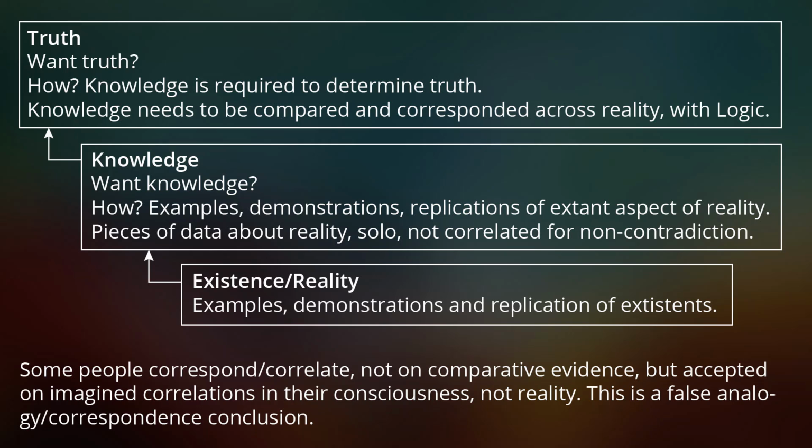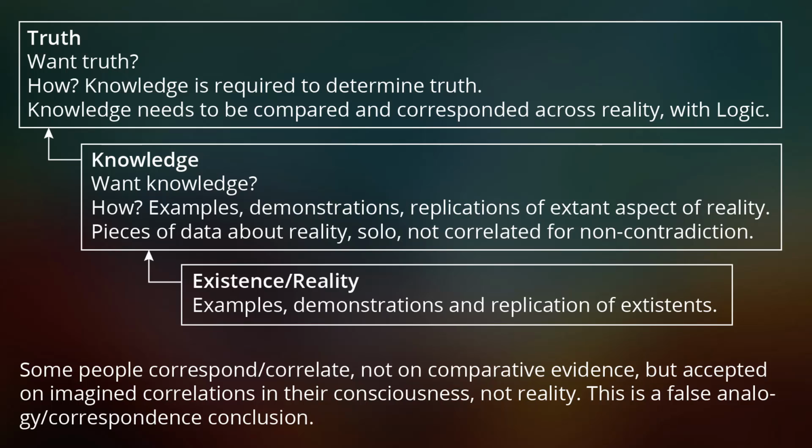So the whole start of all this is in existence and reality, where the examples and demonstrations and replication of existence come from. So the existent that exists can be collected as data, as an example, a demonstration, and a replication that it does indeed exist. So here's a piece of data, something, X. And someone can repeat something to you and make you believe that that's a part of reality, or you can go get it on your own, some single piece.